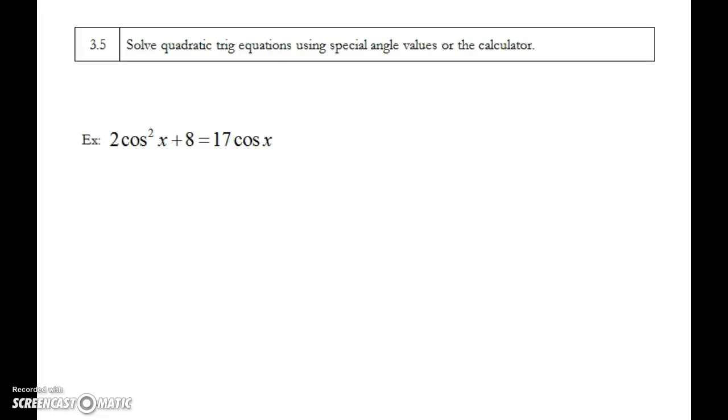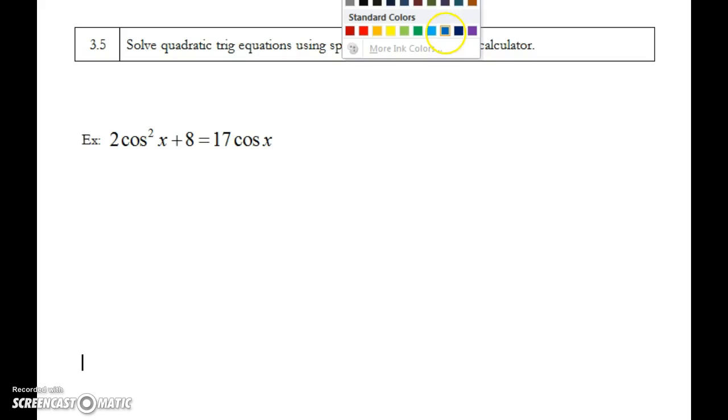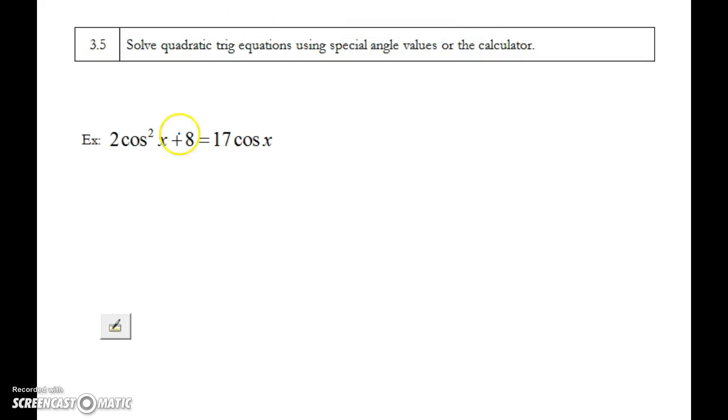Standard 3.5. Solve quadratic trig equations using special angle values or the calculator. All right, let's consider our first quadratic trig equation. Now we know it's quadratic because we see the squared there in our equation. And our first step is, let's take the trig out of this equation.